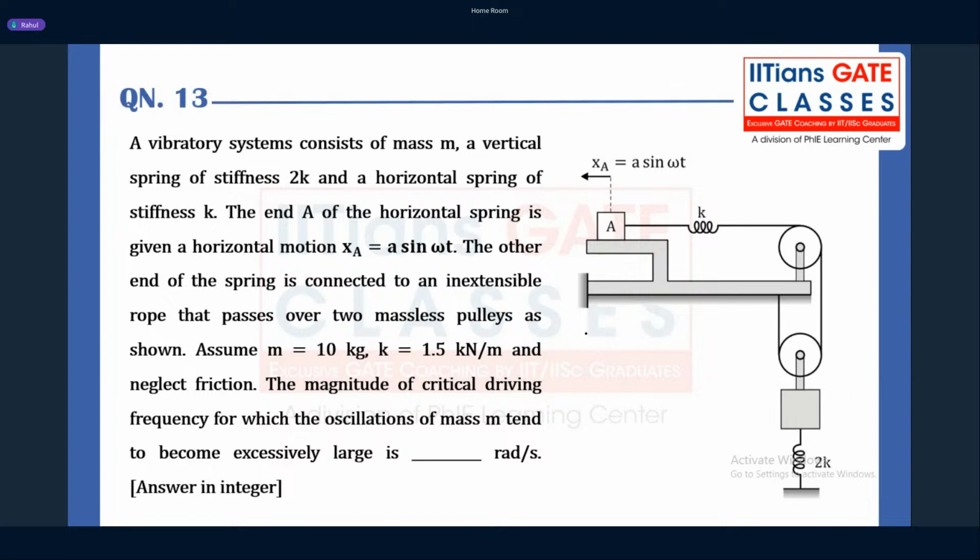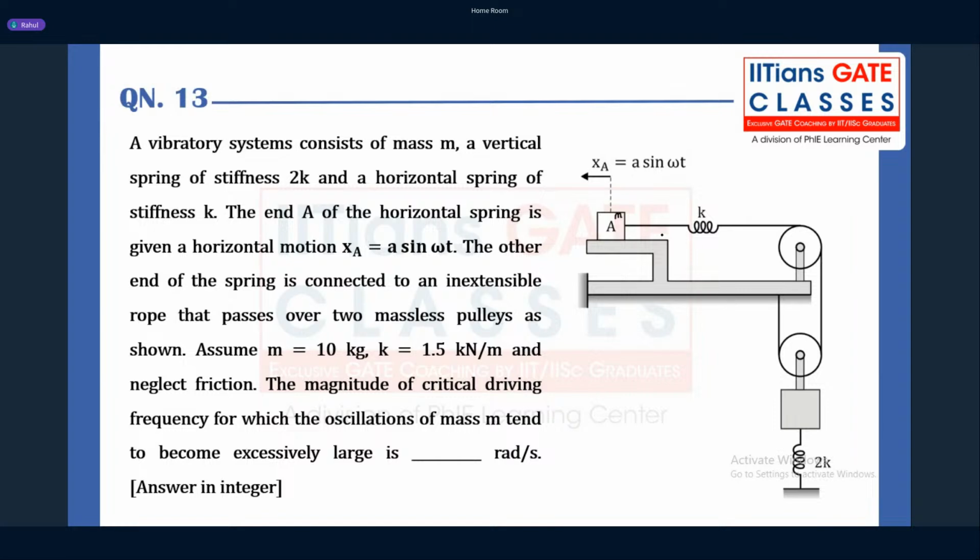A vibratory system consists of a mass m, a vertical spring of stiffness 2k, and a horizontal spring of stiffness k. The end A of the horizontal spring is given a horizontal motion x equal to a sine omega t. The other end of the spring is connected to an inextensible rope that passes over the two massless pulleys as shown in the figure. Assuming the mass is equal to 10 kg, k is 1.5 kilonewton per meter, neglecting the friction, find the magnitude of the critical driving frequency for which the oscillation of the mass will become excessively large.